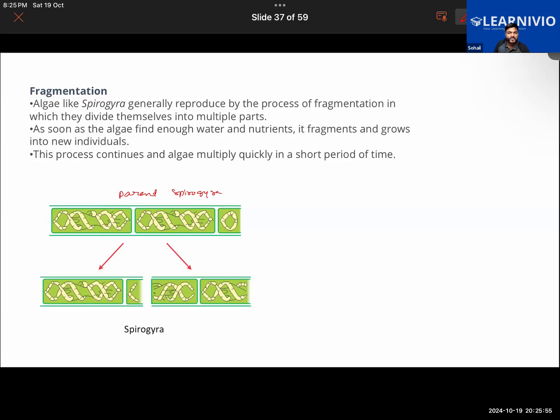And this can grow in a very short period of time. It can multiply very quickly in a short period of time. So that's all about fragmentation right now.